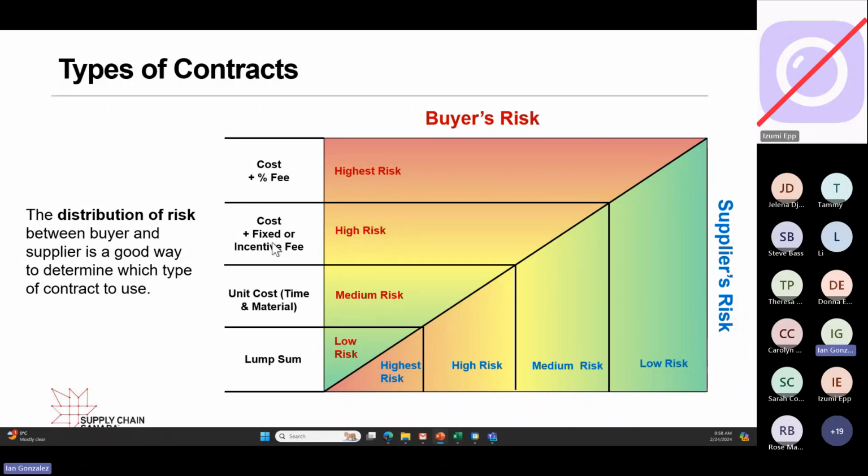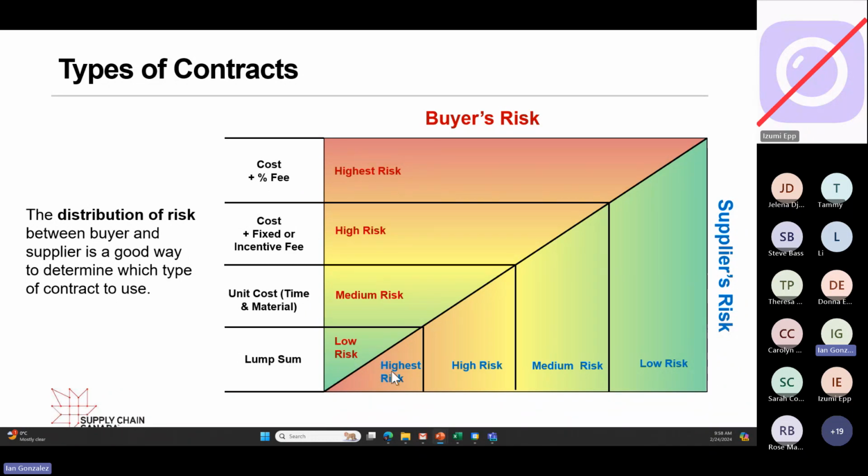If you do cost plus fixed or incentive fee, that's getting a higher risk for you, the buyer. And the highest risk of all for you is cost plus a percentage fee. I will explain what that looks like mathematically, a percentage fee. And for the supplier, it's the opposite.